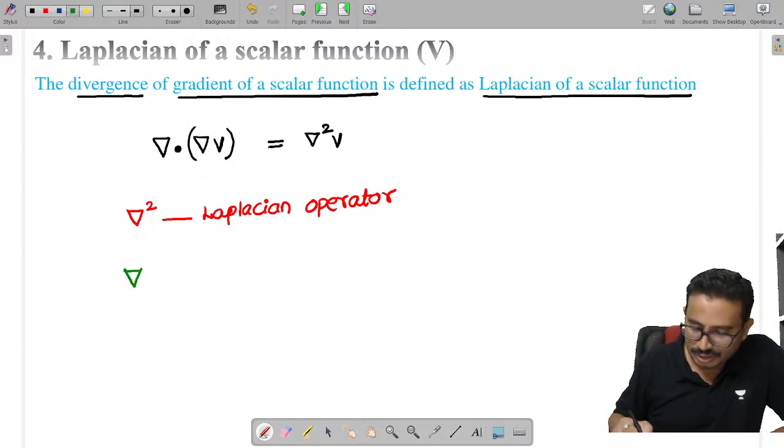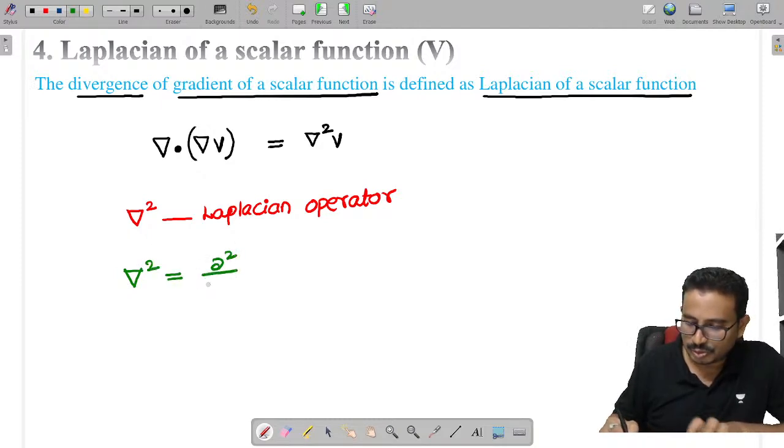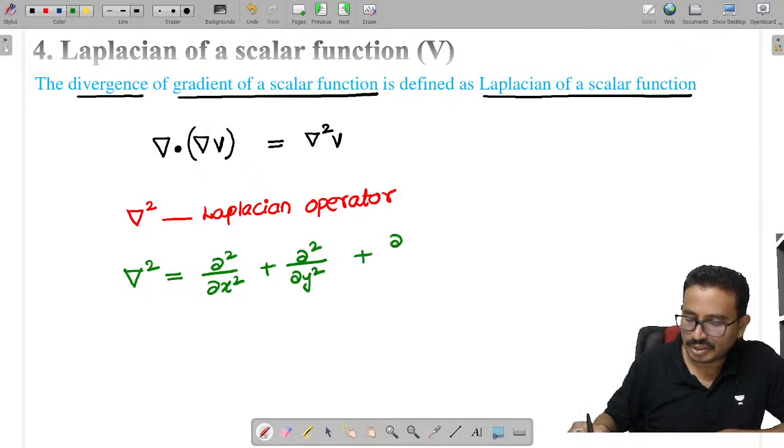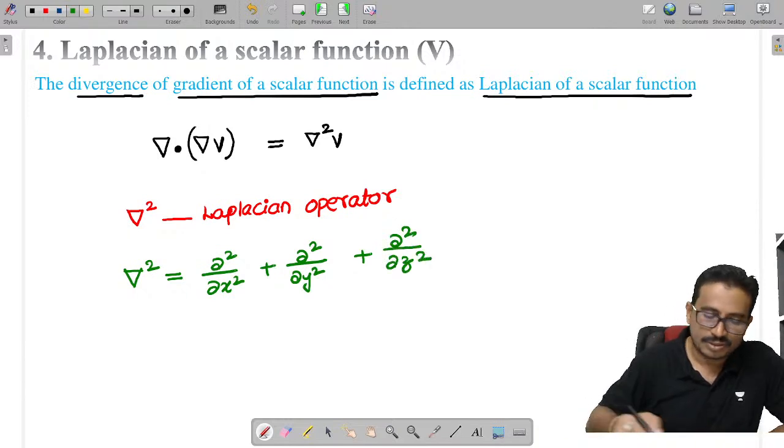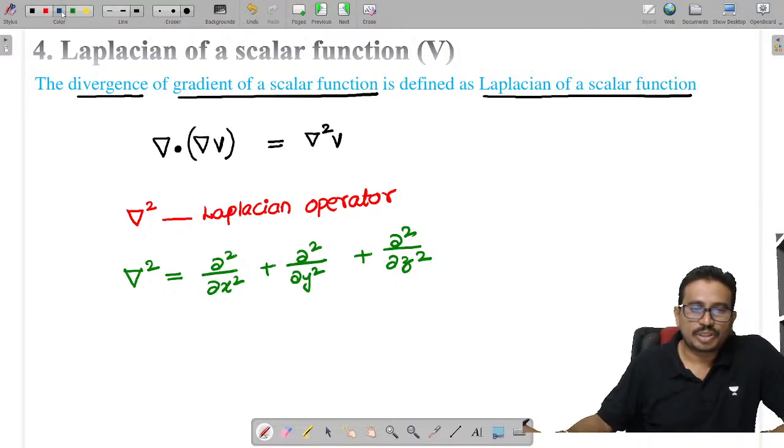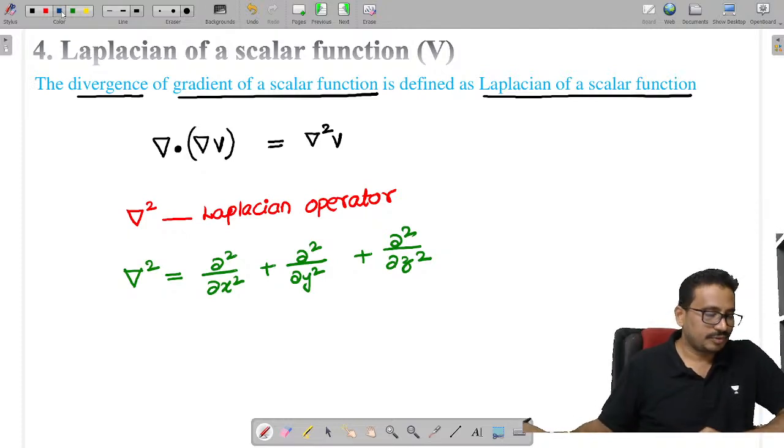And del square is given as second order differentiation, that is dou square by dou x square plus dou square by dou y square plus dou square by dou z square. This is second order differentiation like this. Fine, all of you?